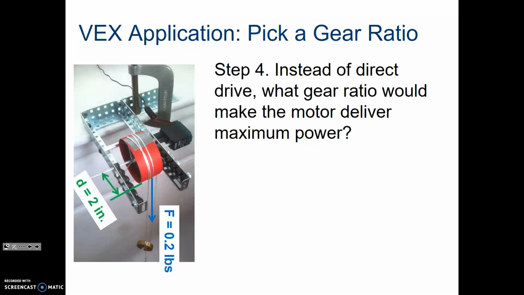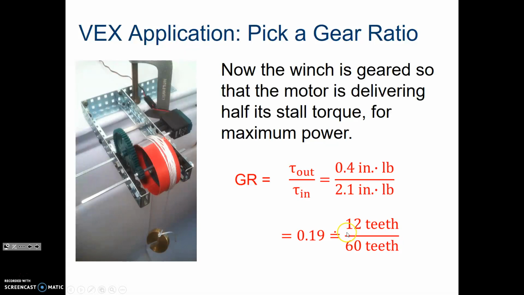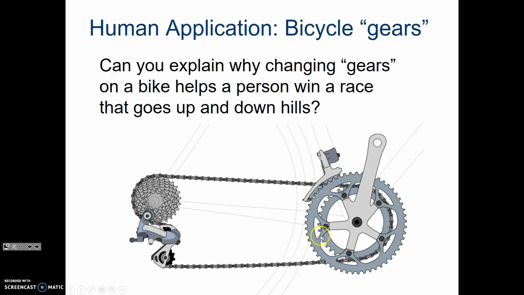Instead of the direct driven, what gear ratio would make that deliver the best power? Well, we can look at the torque out versus torque in, and we can actually figure out the best gear ratio because of that. And then we can set up a gear system that is fairly close, a 12 to 60 gear system, which gives us 0.19, and that gives us the best optimized gear ratio.